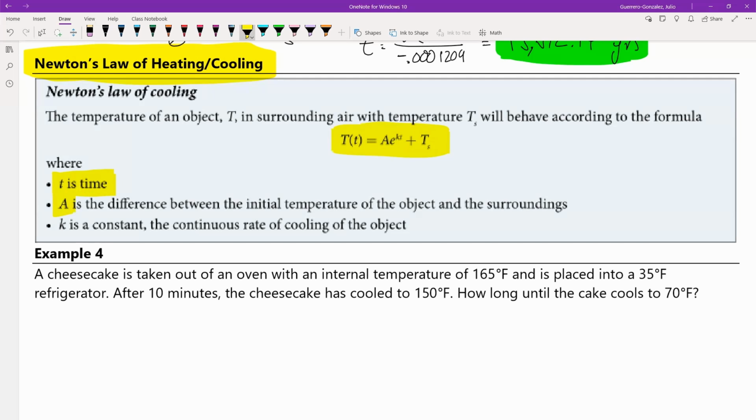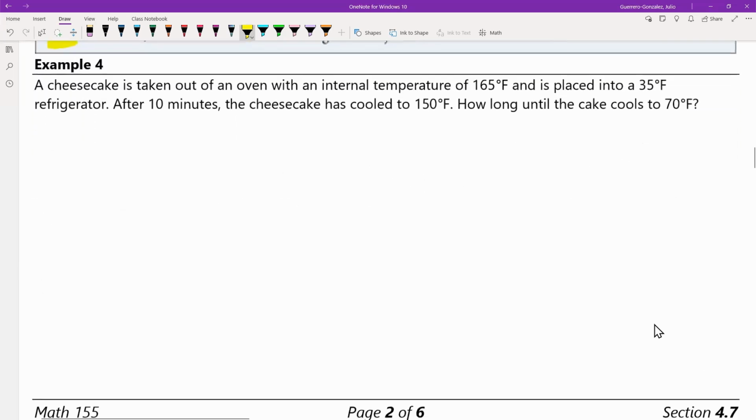So this is where it gets a little funky. I'll explain it in the example that's below. And then K is a constant. It's considered the continuous rate of change of cooling of the object or of heating of the object. So you can imagine that for heating, the K is going to be something, and for cooling, the K is going to be something. All right, so let's get into the example.